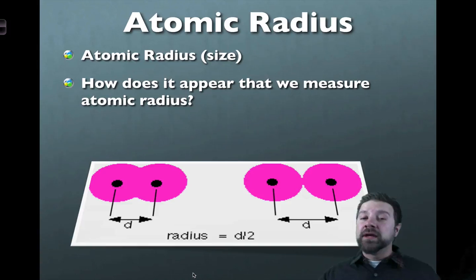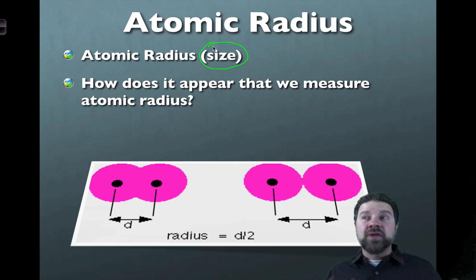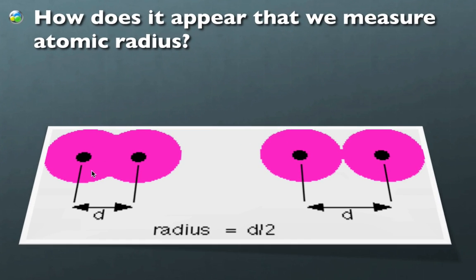The first trend that we're going to investigate on the periodic table is atomic radius, also known as atomic size. So how big is an atom? And keeping the idea of trends in mind, we could come to expect that with all those different elements that exist on the periodic table, it's likely that the atomic sizes are going to be different from one element to another. So checking out the picture down below, I asked the question, how does it appear that we measure atomic radius? Well, if we take a look at what we see here, we definitely see two atoms side by side in both the scenarios here on the left and the right.